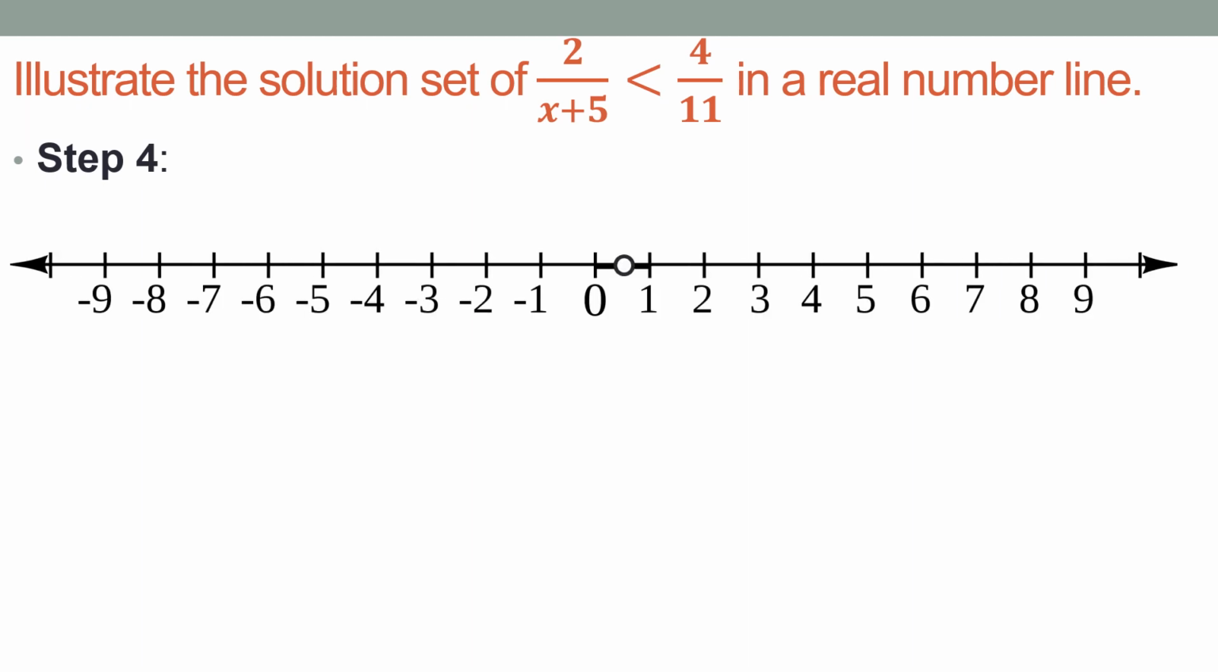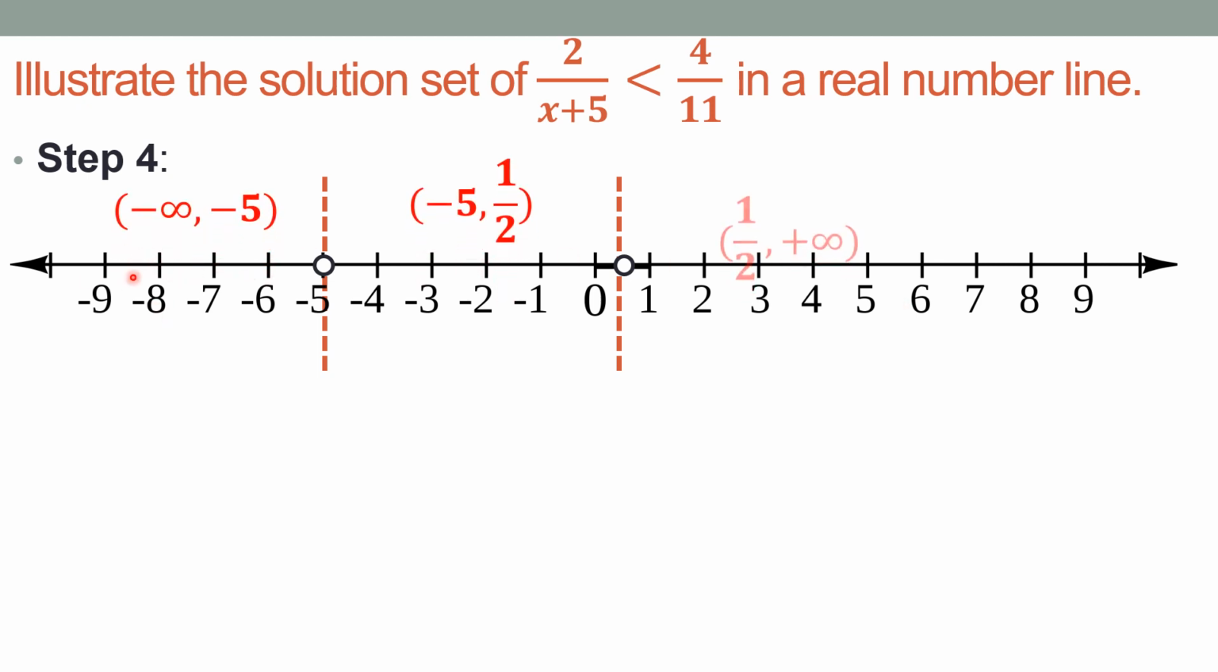Again, the critical values are 1/2 and -5. These two critical values divide our number line into three regions: this region, this one, and this one. And these are the intervals for these regions. For this one, we have -infinity, as you can see there is an arrow symbol, -infinity up to -5. This region is from -5 going to 1/2. This region is from 1/2 going to +infinity. Okay? So these are the regions in our real number line.